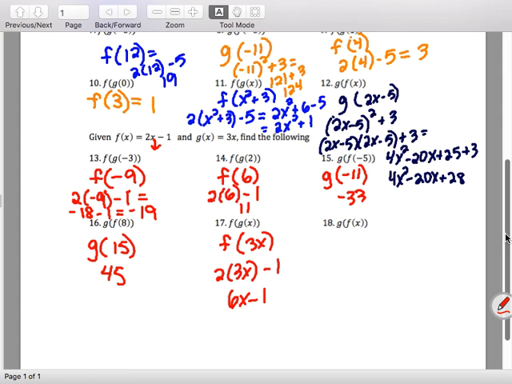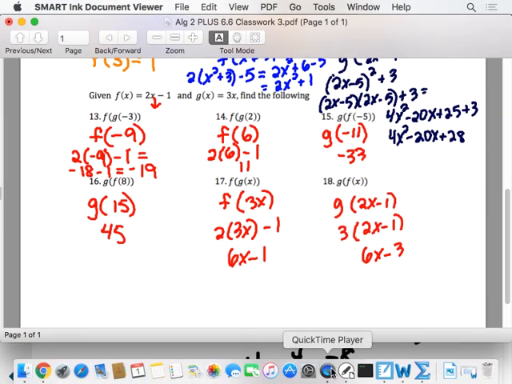Number 18, g of f of x. So that's g of 2x minus 1. So f of x, it's not f times x, it's f of x, is a function. Now I'm going to go to g. And it says 3 times my input. So that's 6x minus 3. Notice 17 and 18 are not the same answer. So we learned that composition of functions is not commutative.